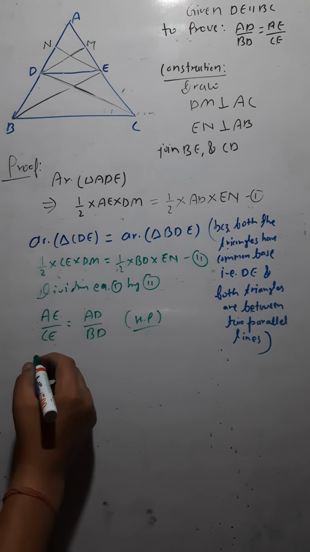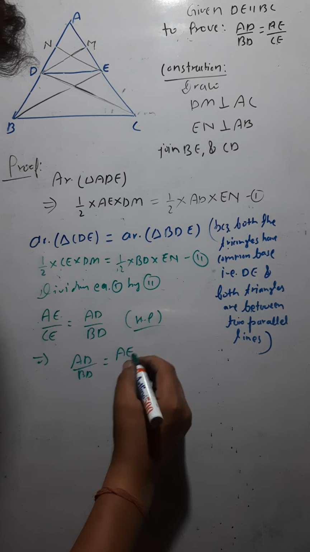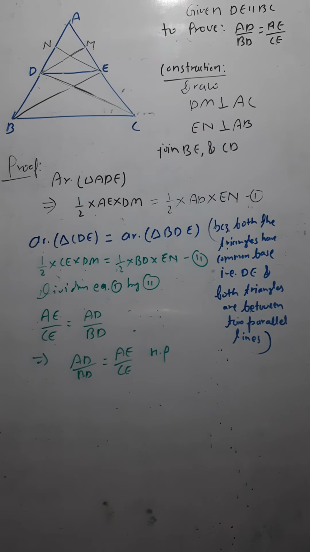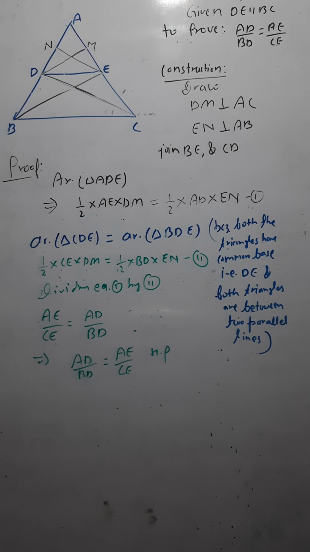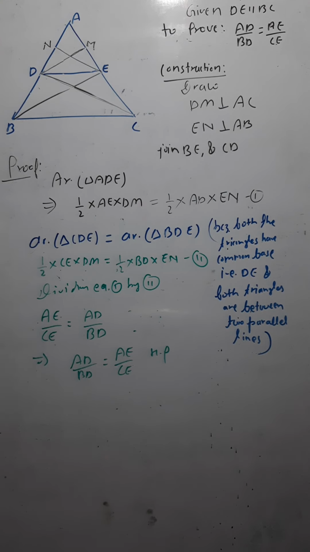So we can write it also as AD by BD equals AE by CE. Hence proved. So this is how you would prove the given theorem, and this is your BPT. Are you getting this? Now I think you are getting it. Now we have just achieved our target. Now let me erase this and let me move ahead.